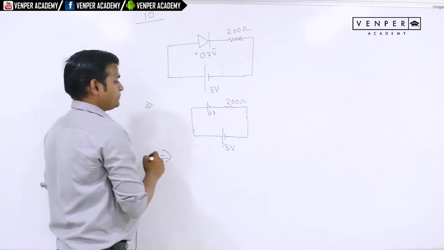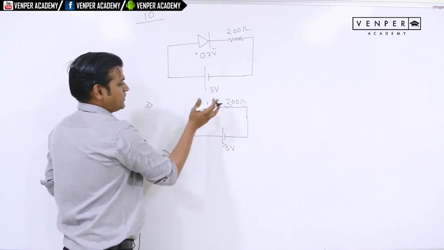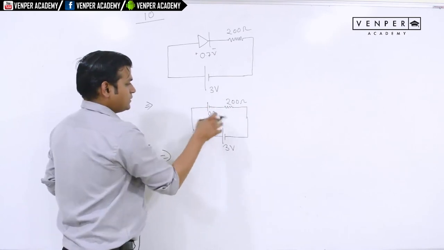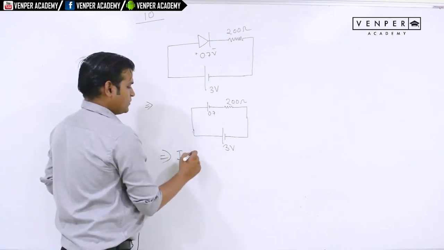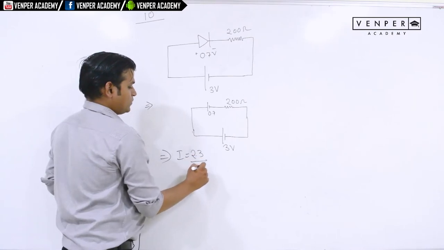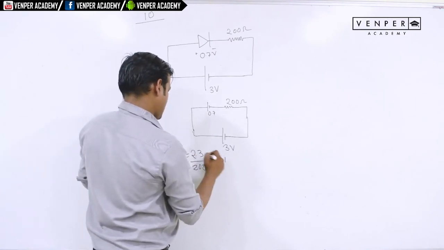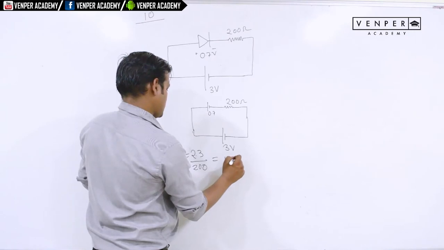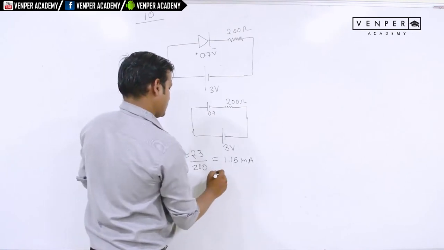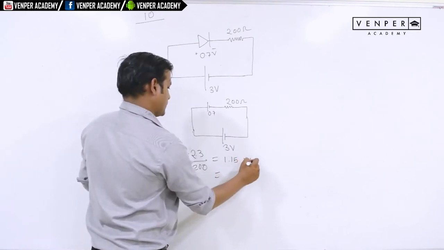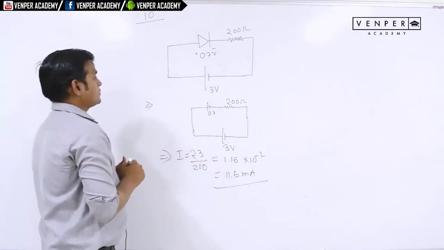Clear? So now you can use Kirchhoff's law directly also. You can say that 3 volt, this much drop here, and this much drop here, 0.7, so you will get that current I is equal to V by R. V is how much? 2.3 divided by 200. So when you solve this, you will get 1.15 into 10 raised to power minus 2 ampere, and that is equal to 11.5 milliampere. So this is the answer for question number 10.